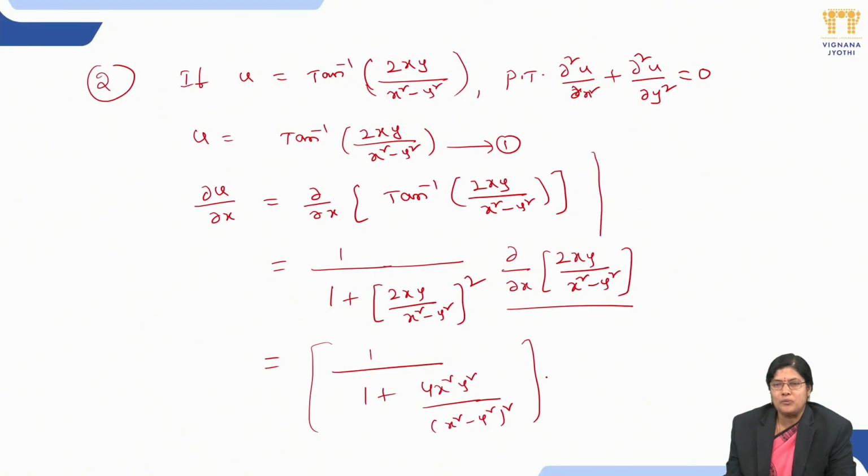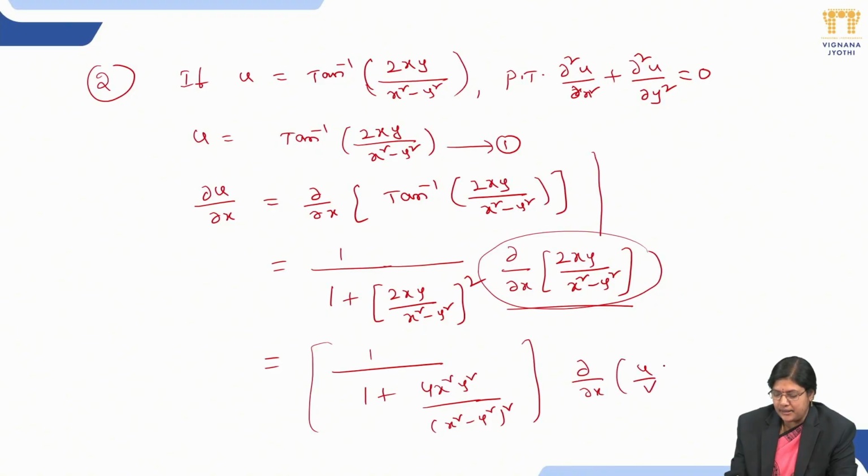d/dx of u by v is equal to v into derivative of u minus u into derivative of v, by v square. So, this expression is of the form ∂/∂x of u by v type. So ∂/∂x of u by v is equal to v into derivative of u minus u into derivative of v, by v square.